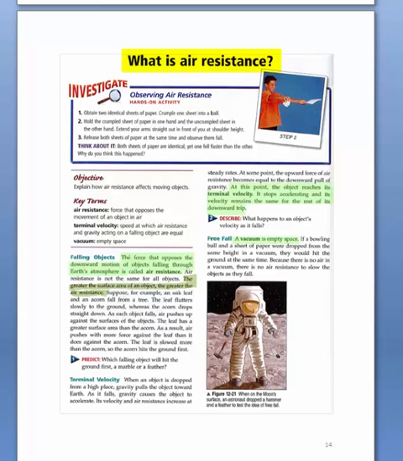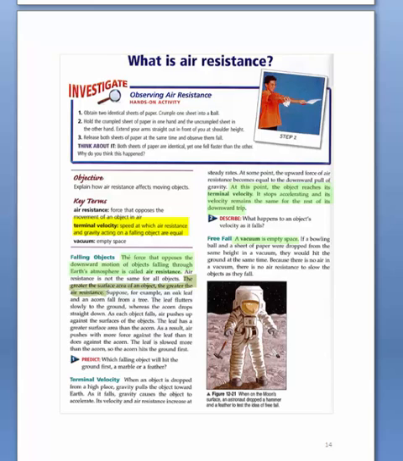What is air resistance? Objective. Explain how air resistance affects moving objects. Key terms. Air resistance. Force that opposes the movement of an object in air.